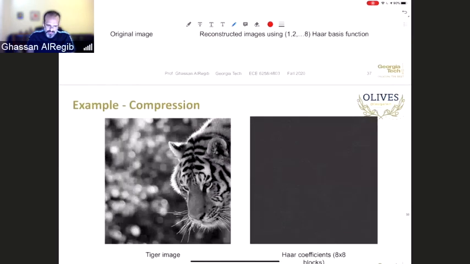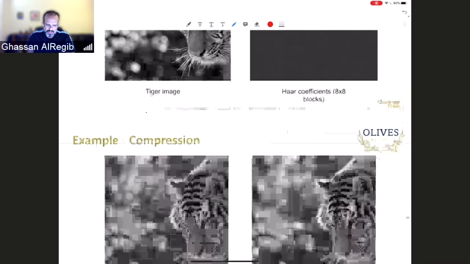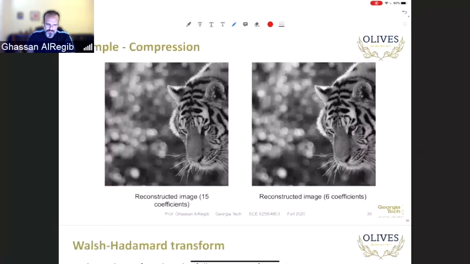If you do that to the tiger image, and we have an 8x8 Haar transform, then for each one of these, we say I am interested only in looking at the first 15 coefficients and all the other detail. So I was looking at one approximation and 15 details. All the other details, I just want to get rid of. And here is the reconstructed image.